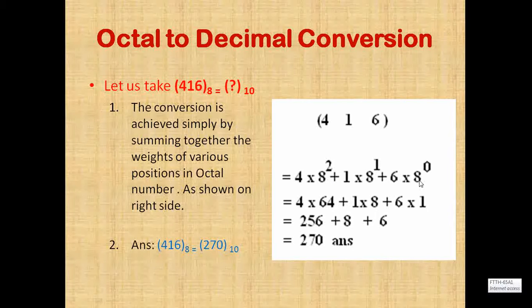This is because of the positional values of these digits. Then 8 to the power 2 becomes 64, 8 to the power 1 becomes 8, and 8 to the power 0 becomes 1. Now further reduce this expression. 4 into 64 becomes 256, 1 into 8 is 8, 6 into 1 is 6, and when we add all of them together we get 270. So 416 at base 8 becomes 270 at base 10.